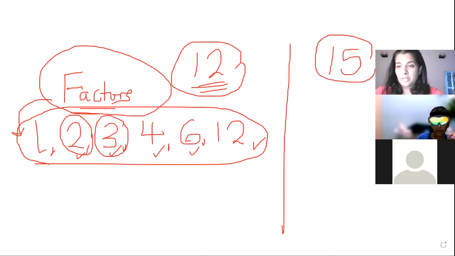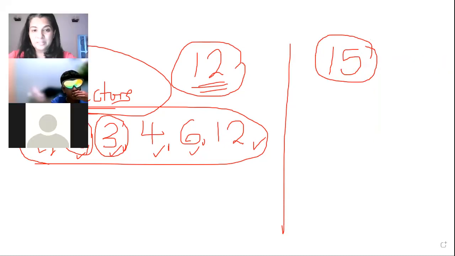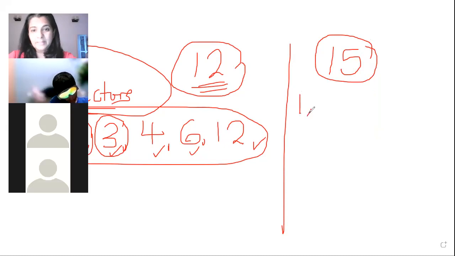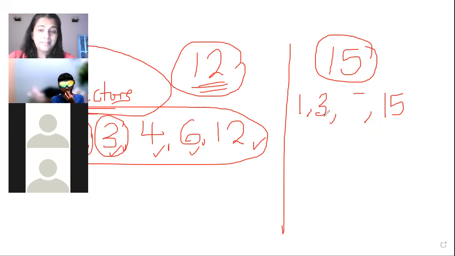Maybe I'll say 15. Now, can I have Tristan? Tristan, tell me now all the factors for 15. 1, 3. Some more? Not yet to 15. There's one more between that. Remember, if 15 divided by 1 is 15, then 15 divided by 3 is what? 5. Do you understand, Tristan? Yes. Okay, you don't miss the 5 out. So 1, 3, 5, and 15.